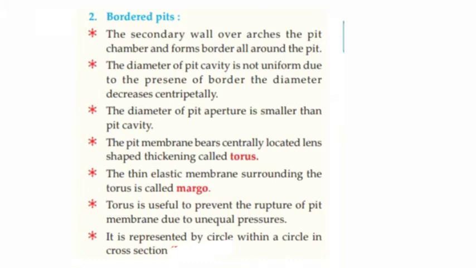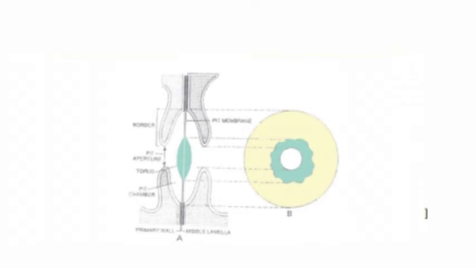The thin elastic membrane surrounding the torus is called margo. Torus is useful to prevent the rupture of pit membrane due to unequal pressures. It is represented by a circle within a circle in cross section. Let's check the diagrammatic representation of bordered pits carefully.